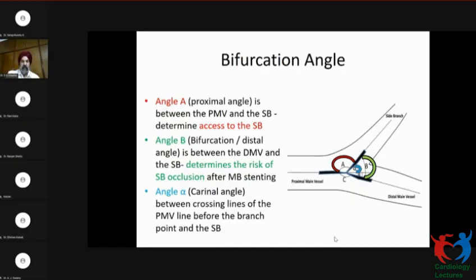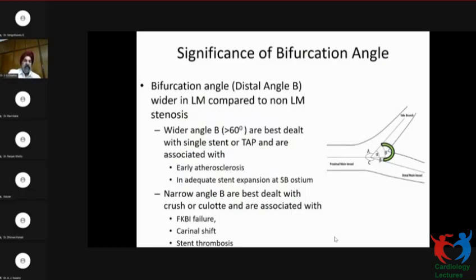So let's look at the bifurcation or the distal angle B, or the bifurcation angle. If the bifurcation angle is wider, that is, more than 60 degrees, it is best dealt with TAP. And mind you, this is associated with early atherosclerosis and inadequate stent expansion if you're using DK crush or any other technique. So if you have a 90 degree angle and you're doing a DK crush, there can be chances of malapposition on the side branch side of the stent.